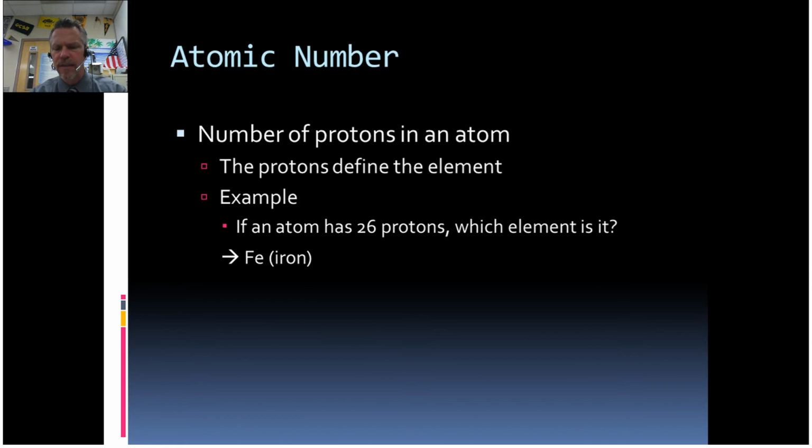And I think we talked about an example with carbon. Carbon has 6 protons. Anything that has 6 protons is called carbon. All right, so that's the atomic number. It tells you the number of protons that you find in the nucleus, and it defines what that element is.